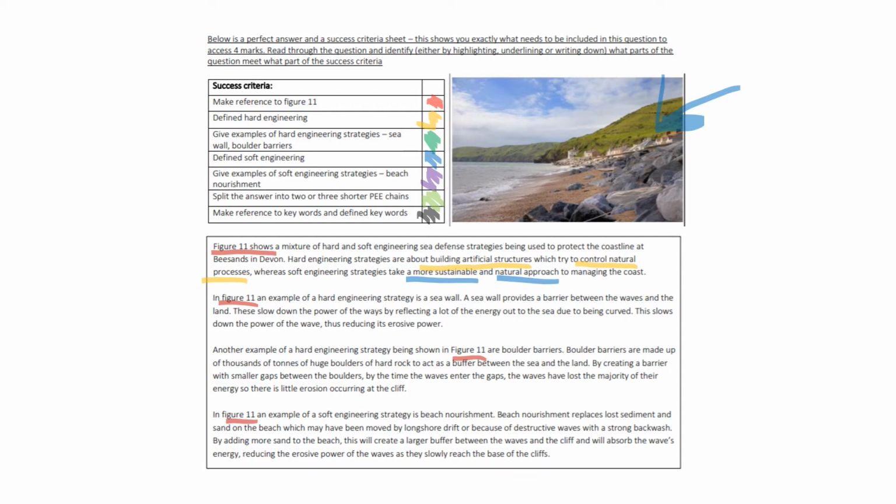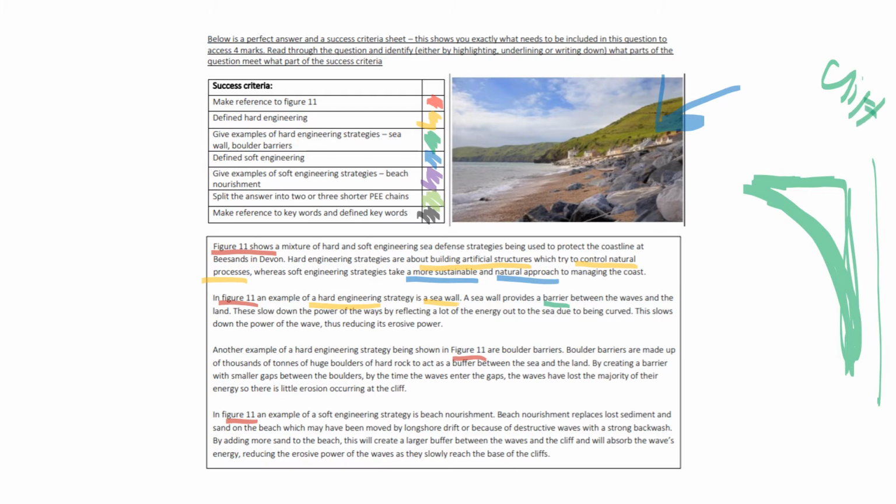In figure 11, an example of a hard engineering strategy is a sea wall. So I've got a hard engineering strategy here, and I'm talking about a sea wall. A sea wall provides a barrier between the waves and the land. So it's creating a barrier. So if this was the cliff, the sea wall is built like that. So if this was the cliff and the sea was here, it creates a barrier. So this is my sea wall.